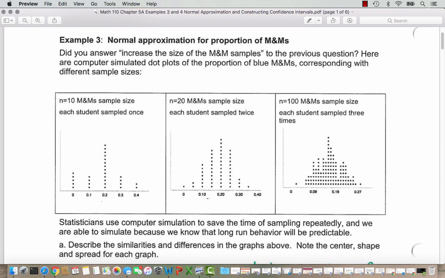So we have a bigger sample size here and 3 times as many dots because students were sampling 3 times in this simulation. So if you think about dividing your count of blue M&Ms by 100, you could see, well, any decimal to 2 decimal places would be possible. So we see our values here go from a little above 0 all the way up to about 0.27 or 0.28, and our center looks to be a little bit below 0.18.